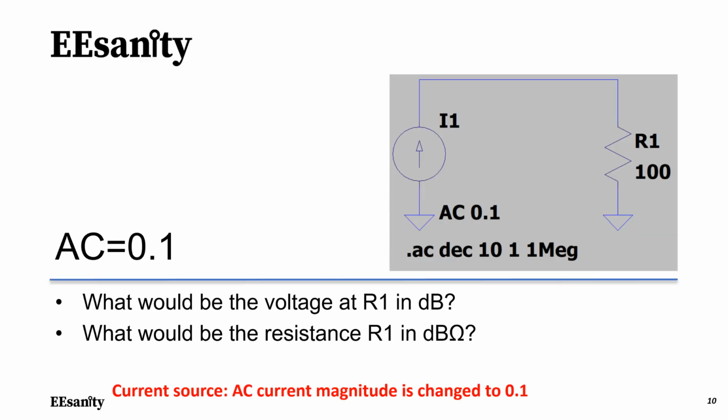In this example, we change the AC current magnitude to 0.1. We have the same circuitry as before. This is the only change. So two questions for you. What will be the voltage across R1 in dB? The second question is, what will be the resistance R1 in dB ohm? You can pause this video and think about these two questions.